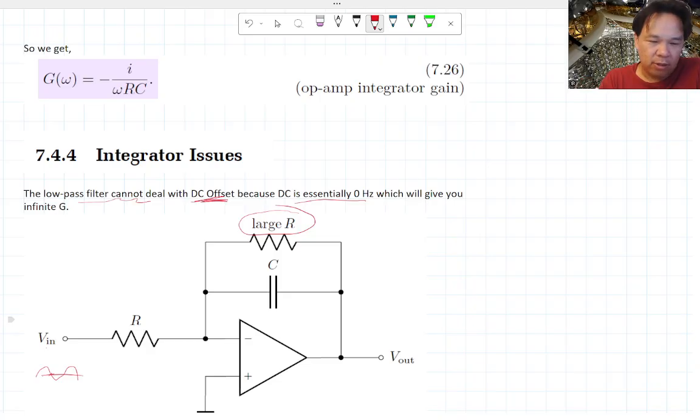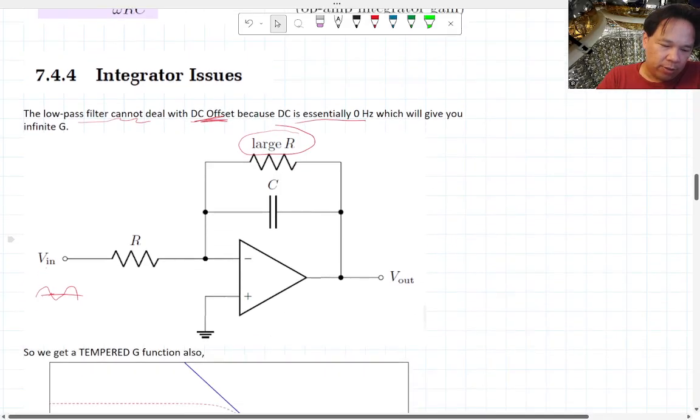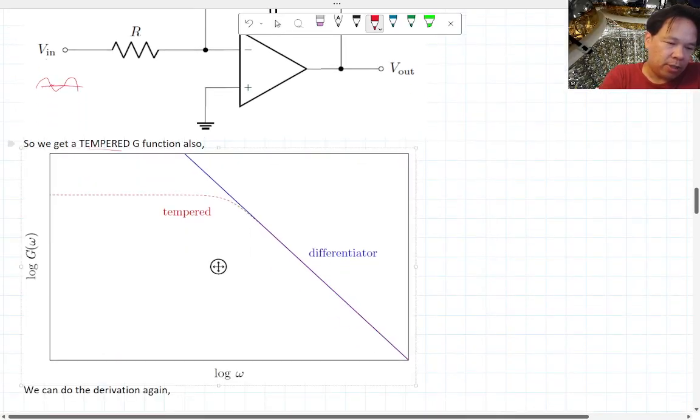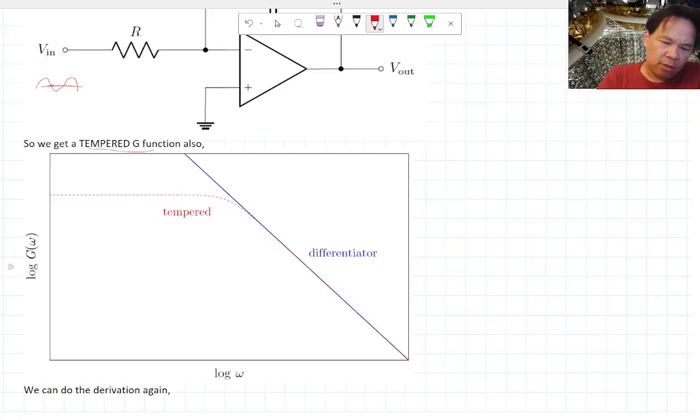You actually want the signal. Okay. So what this does is that it gets rid of this DC offset. So how does it do that? Okay. So we get this tempered version of it, where this is the integrator.